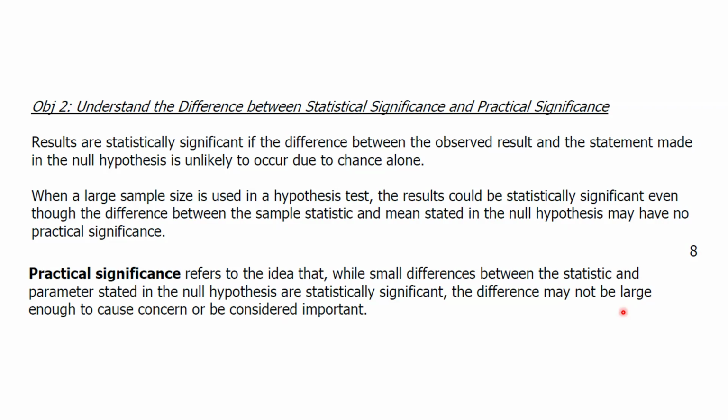So practical significance refers to the idea that while small differences between the statistic and parameters stated in the null hypothesis are statistically significant, the difference may not be large enough to cause concern or be considered important. So this means that just because something is statistically significant doesn't mean it matters in the real world. Okay? So let's look at some examples.